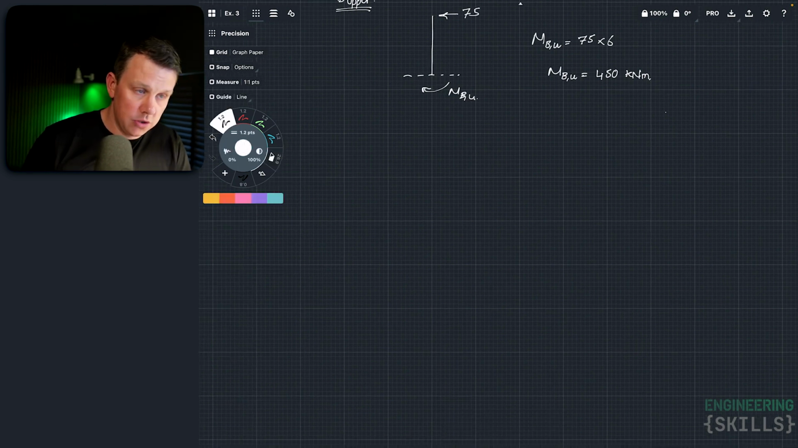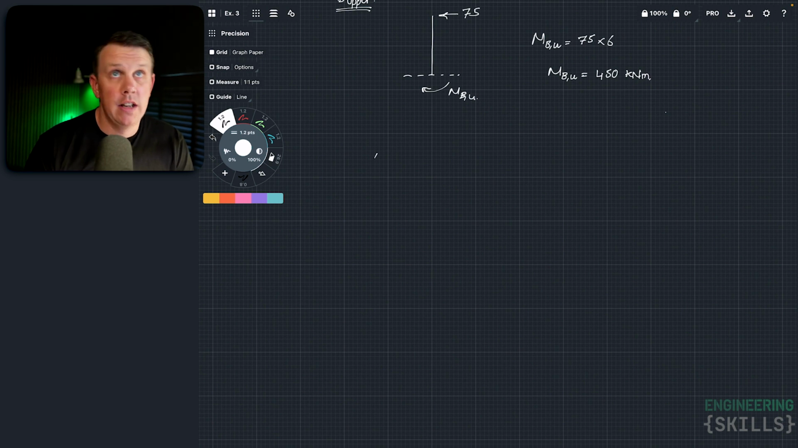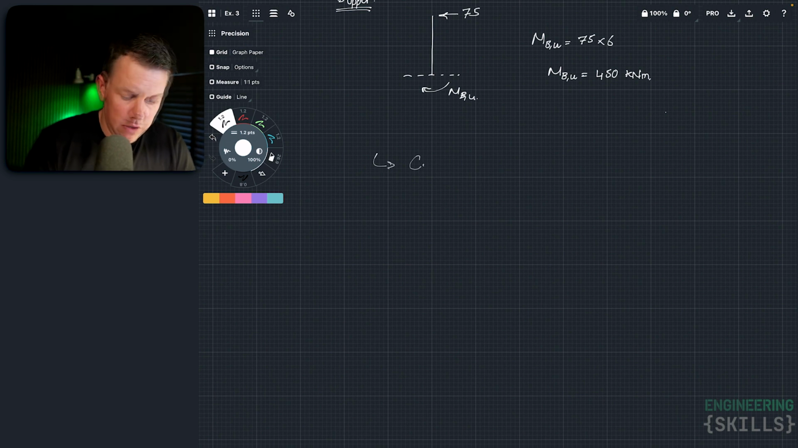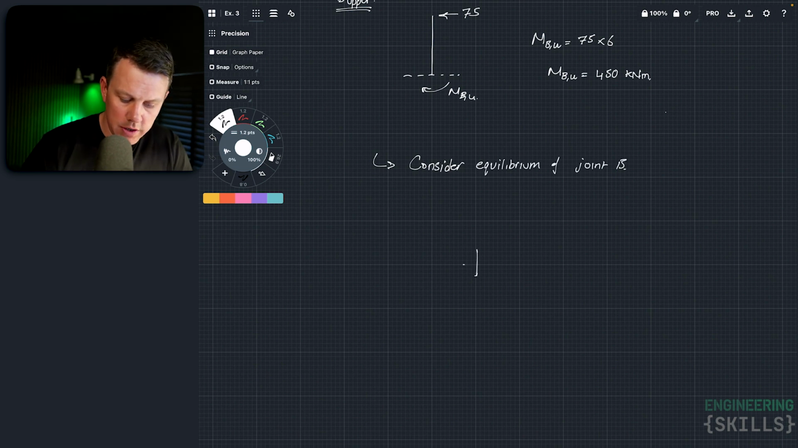I'll add a note in here just to say that we're going to confirm equilibrium of joint B. And in doing so, we're going to use the fact that joint B must be in equilibrium to determine the only other unknown moment applied to the joint. So we'll just say consider equilibrium of joint B. So I'm going to draw the joint on here. So that's joint B. Now we made a cut here.